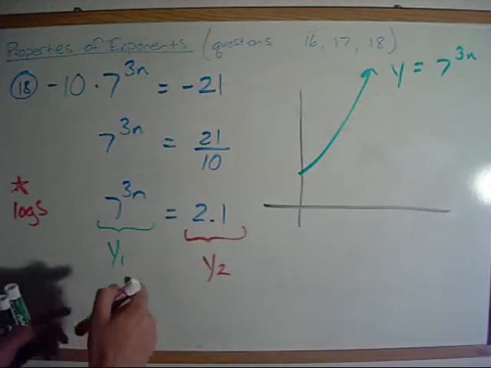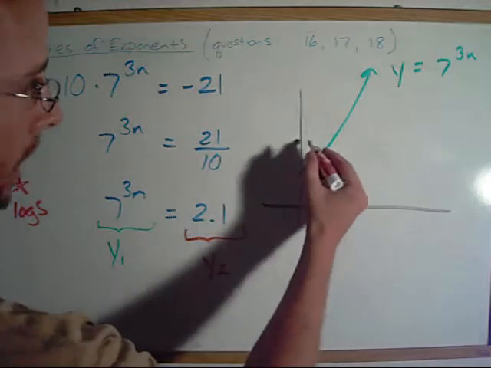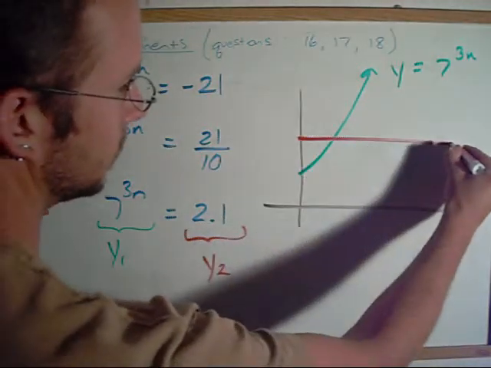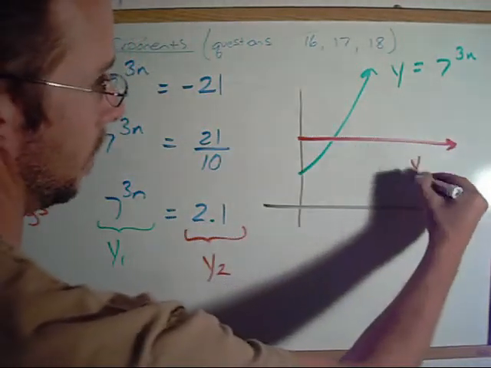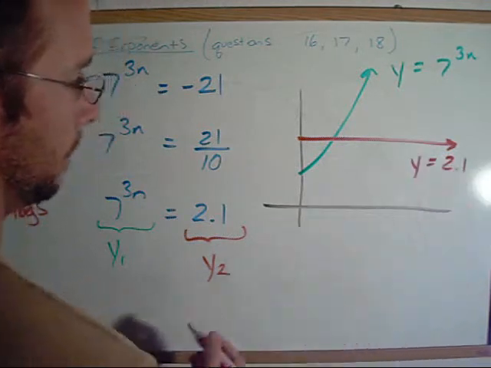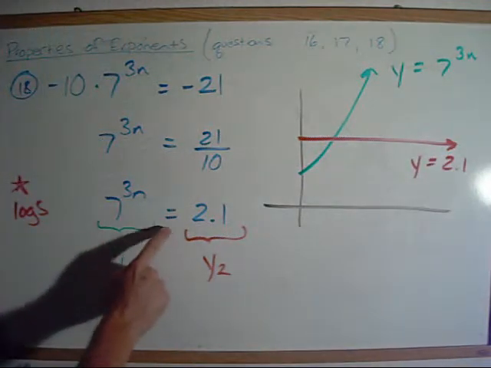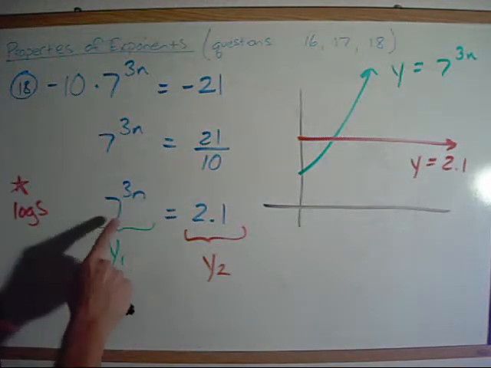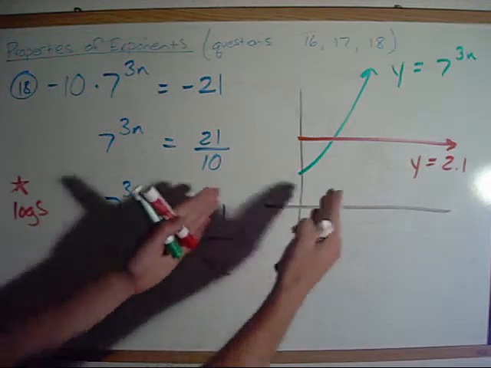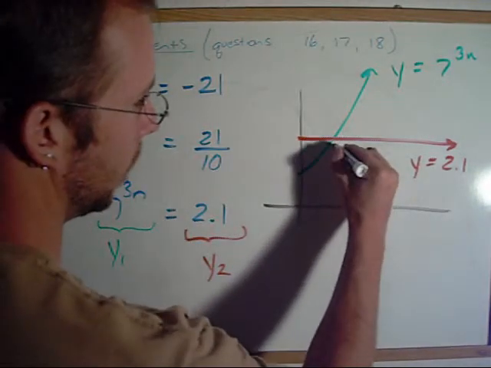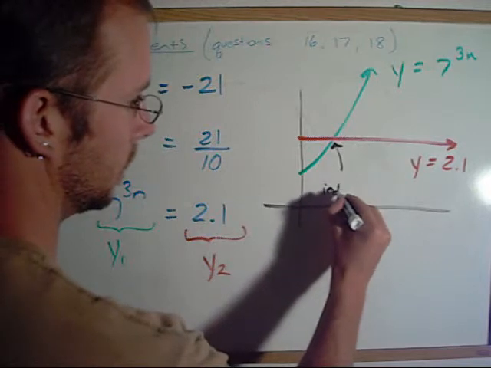This is a constant function. Y equals 2.1 is going to be a horizontal line somewhere like that. So what we're trying to figure out with this equation is, where is this side equal to that side? Graphically, we want to know that point right there.